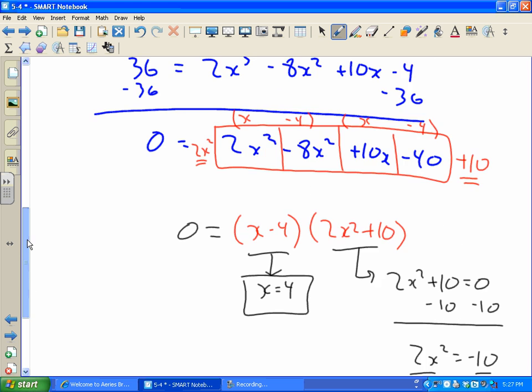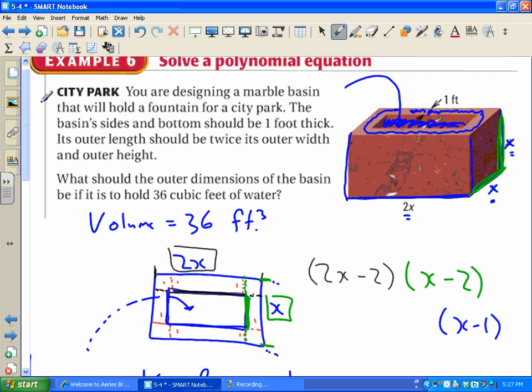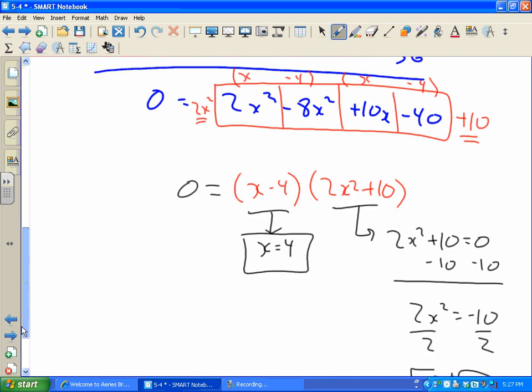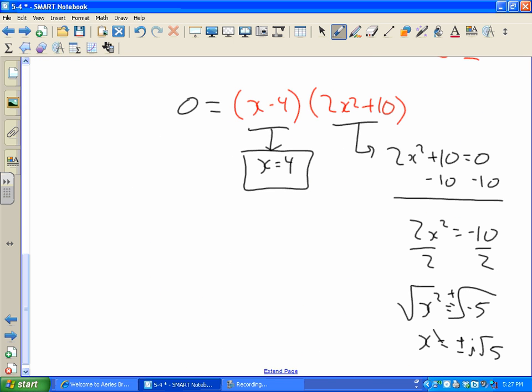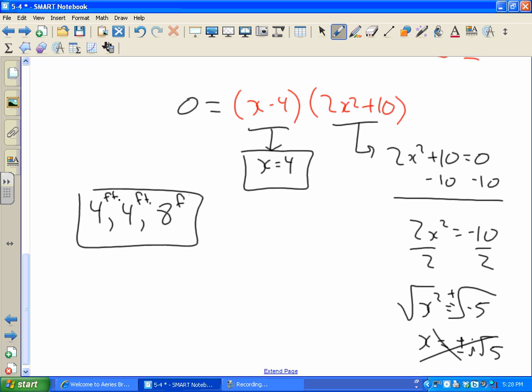Let's see. I'm talking about the sides of some sort of tank that I'm going to build in the middle of town. Hopefully it makes sense to you that x has to be equal to 4, and I cannot use those as a solution. So side length should be 4, 4, and then double that, which is 8. Those should be the dimensions, 8 foot by 4 foot by 4 foot.